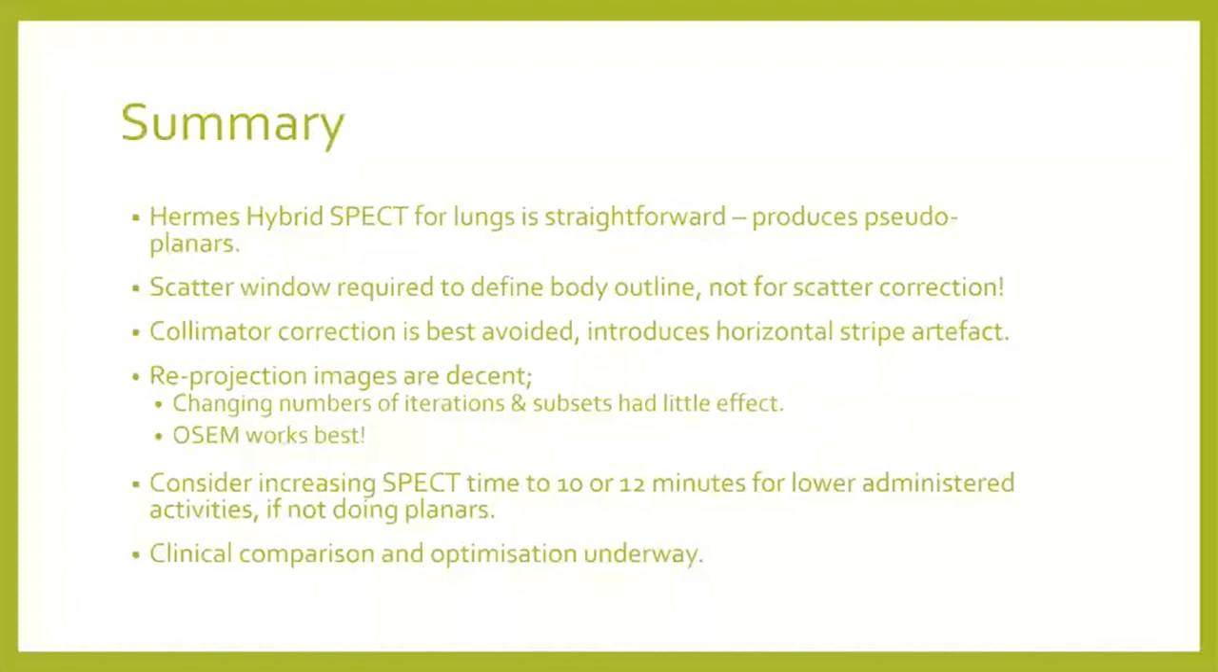So the reprojection images are decent. Fiddling around with different numbers of iterations, subsets, final smoothing, that sort of thing, the basic settings are okay. It didn't seem to make much difference. I think it was 5 iterations and 16 subsets. OSEM works best. There's various other options there, but they're for other uses, I think, where you've got SPECT CT.